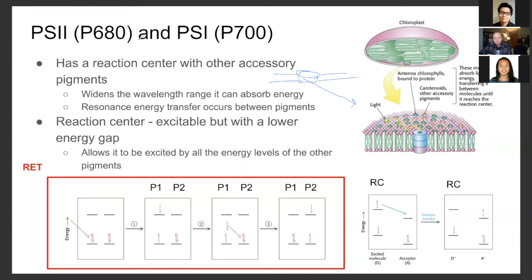And so what happens is light hits the pigments on the side. When that gets excited, they excite their neighbor, in a similar process to what we talked about earlier. Then they excite their neighbor, then they excite their neighbor, and eventually you reach the reaction center, where a special reaction happens.